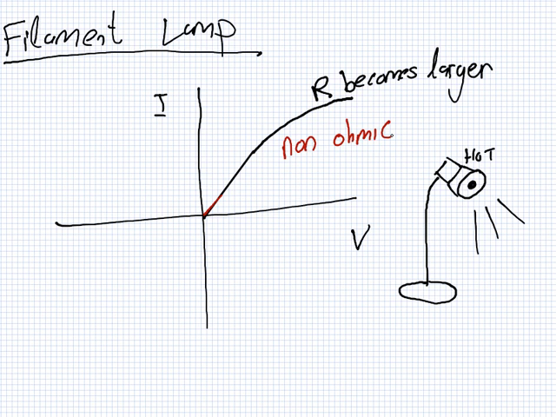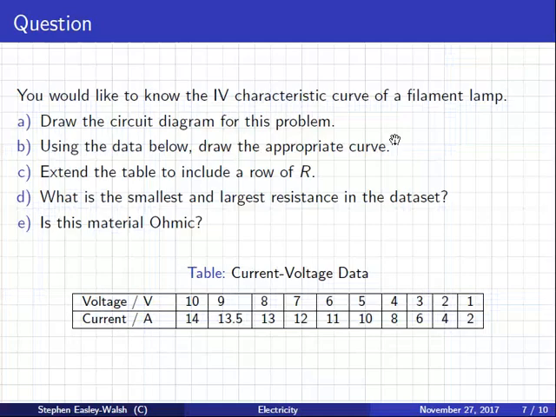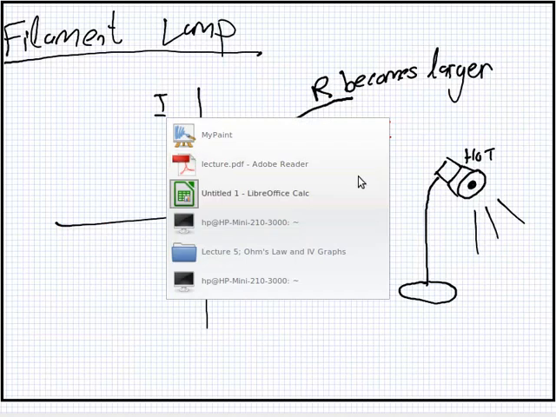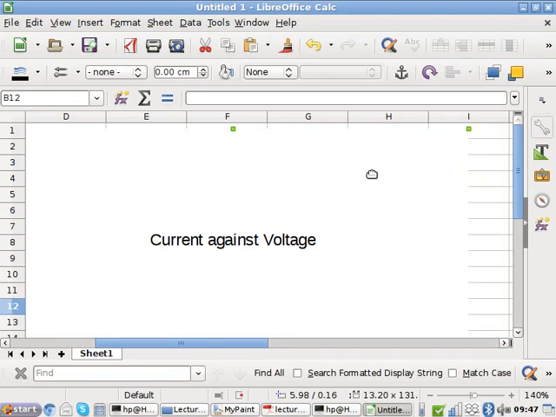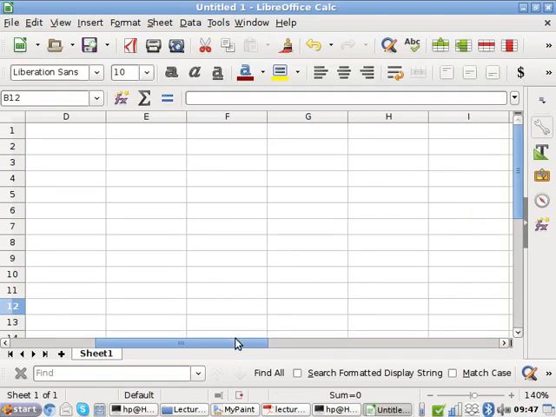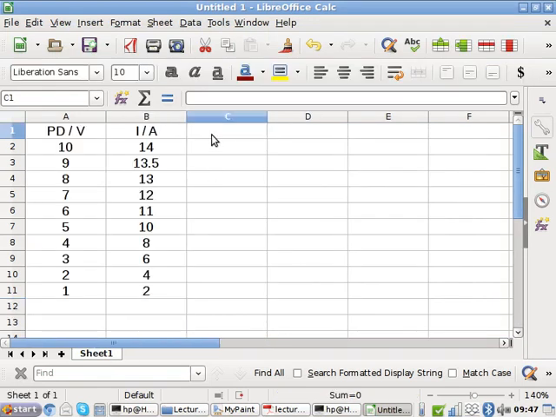Okay, did you draw that? Yep. Now, the other thing is extend the table to include the resistance. So let me just delete this ugly graph. I'll just add in an extra column for resistance. What's the formula for resistance? V over I. V over R. Yeah. Now, what do you notice is happening to the resistance here?